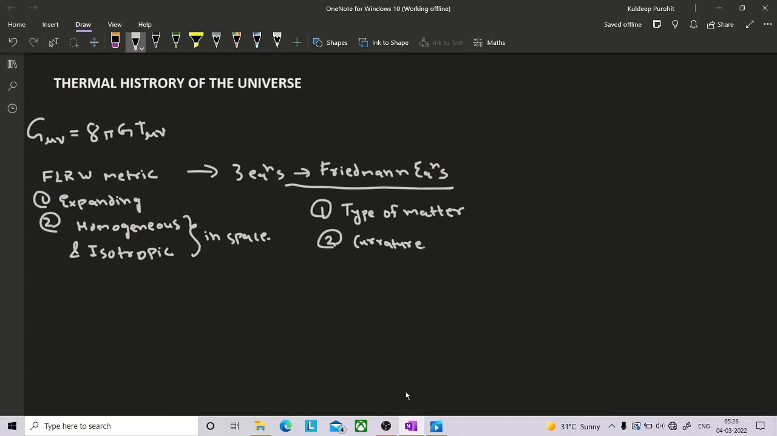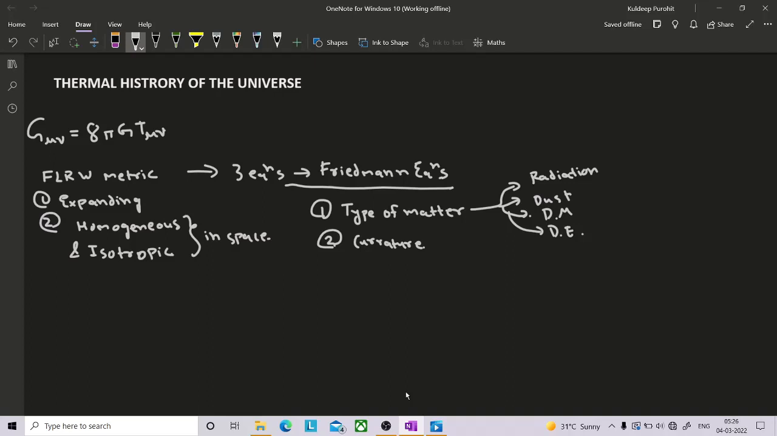Different types of matter can be of, it can be radiation, it can be dust, it can be dark matter, it can be dark energy also. So depending on what kind of matter is there, each type of matter will have its own equation of state, and depending on that, the dynamics of the universe will change.